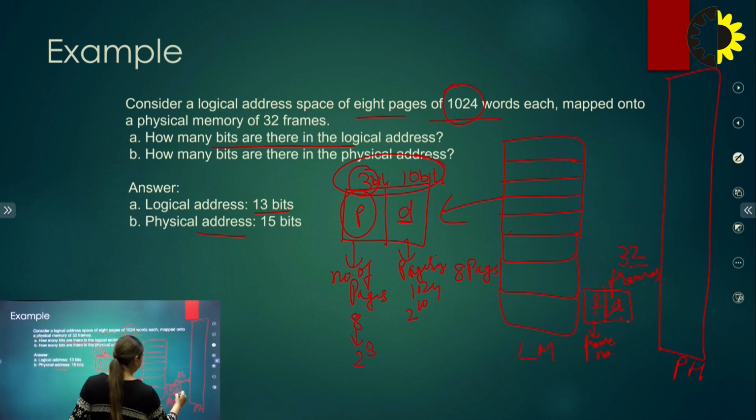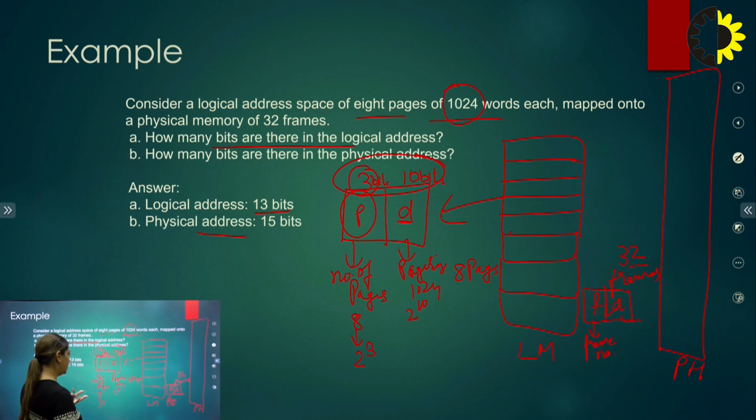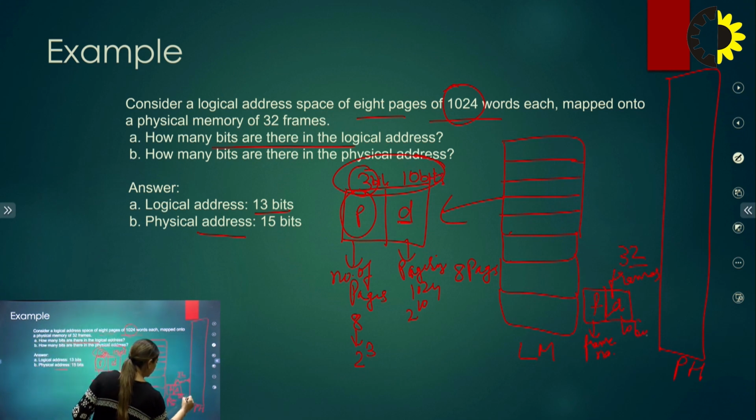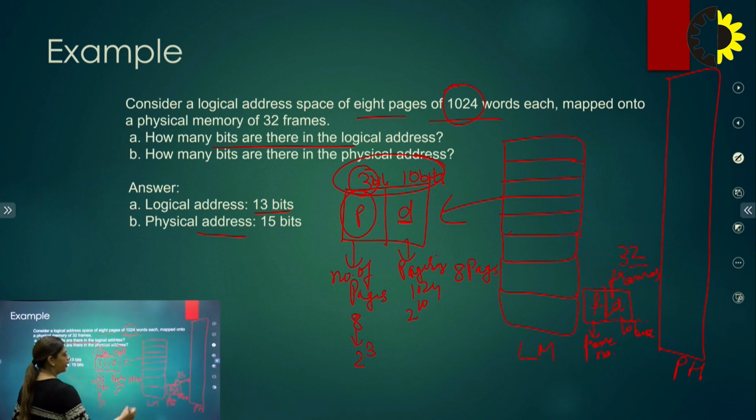And D is the same in both the cases. So 10 bits here for D, and 10 bits here for D, right? And for F we require 5 bits, right? Total 15 bits for physical address.